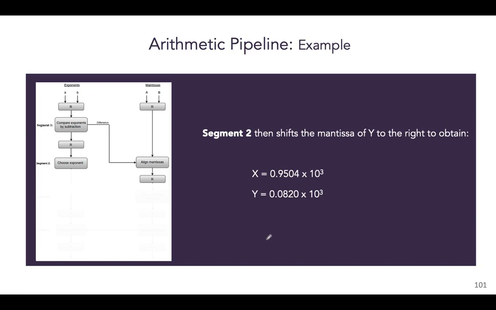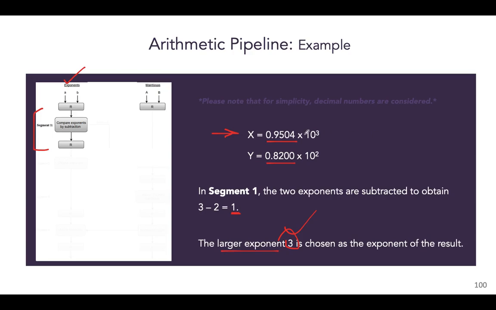Now, segment 2. In segment 2, first, the result of segment 1 is stored in this register, and then this difference is supplied to this part of the segment where the mantissas are aligned based on whatever difference you got after subtracting the exponents. So in segment 2, one of the exponents is chosen, the larger one, which is 3, which we did here, and then the mantissas are aligned, right? In segment 2, the mantissa of y is shifted to the right because y had the smaller exponent.